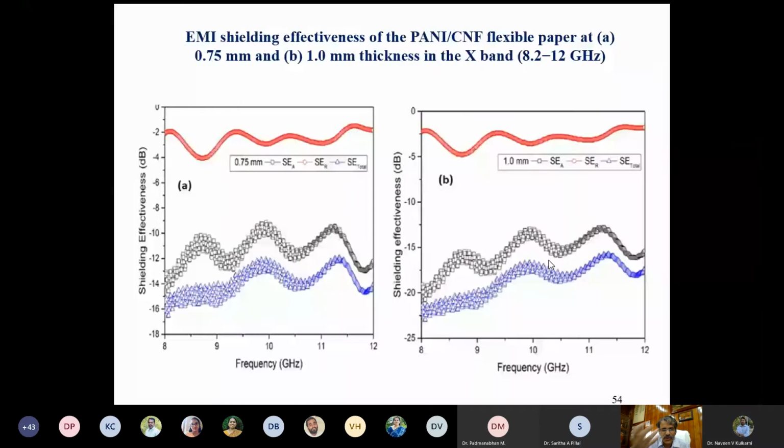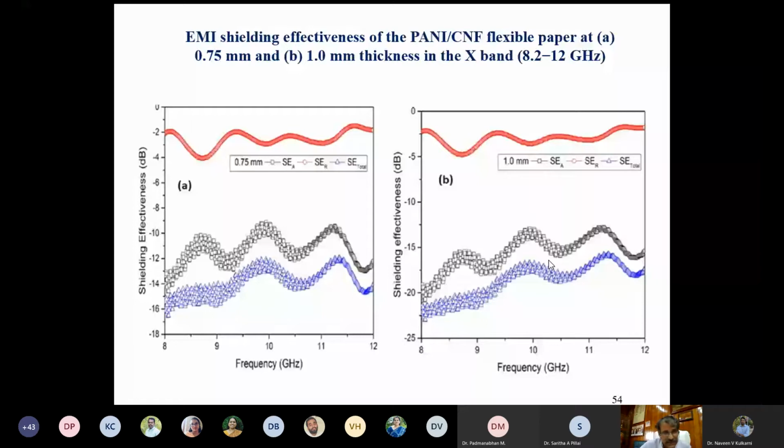My PhD student demonstrated this in our laboratory to look at the conductivity. You can see the EMI shielding effectiveness, 0.75 mm and 1 mm. Look at the shielding we got. It protects our electronic instruments from different types of radiations. EMI shielders have lots of applications.